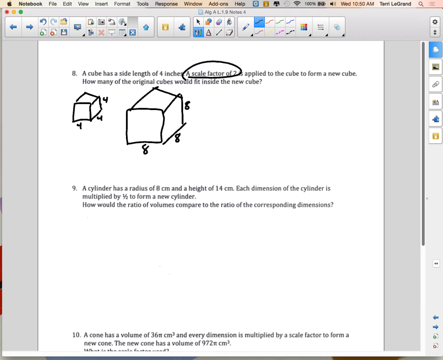Now it says, how many of the original cubes would fit inside the new cube? 2? Just 2? 4? 8? Okay. So why 8, Seth? Because it can fit twice as much. Well, then wouldn't only 2 of them fit in there?